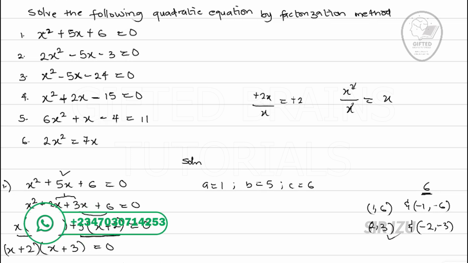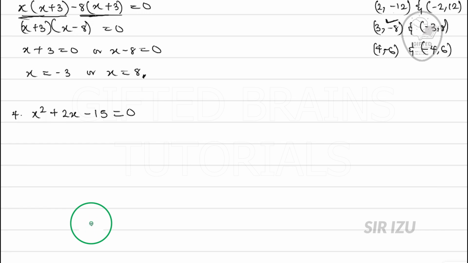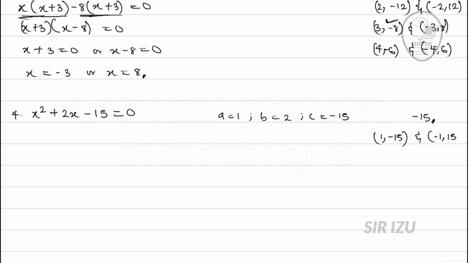So I've corrected it. Again, as usual, the first thing to do is to bring out your a, b, and c. Obviously, our a is 1, our b is 2, and then our c is minus 15. And then as usual, multiply your a and c, and that will give us minus 15. Factors of minus 15 are 1 and minus 15. And then we have minus 1 and then 15. And then 3 and minus 5. And then we have minus 3 and 5. These are the factors of minus 15.